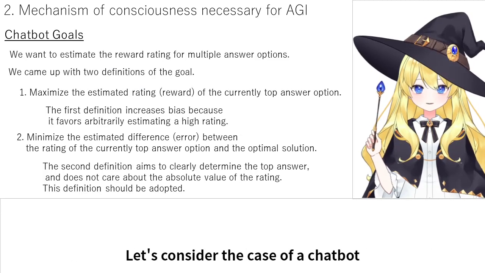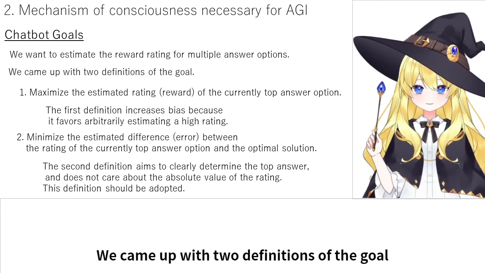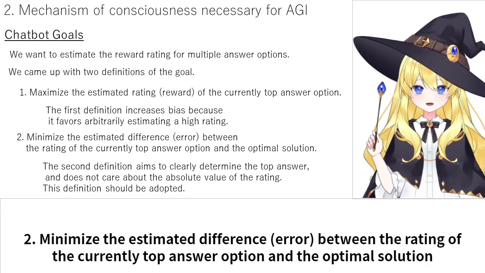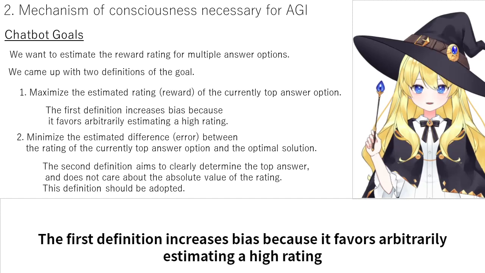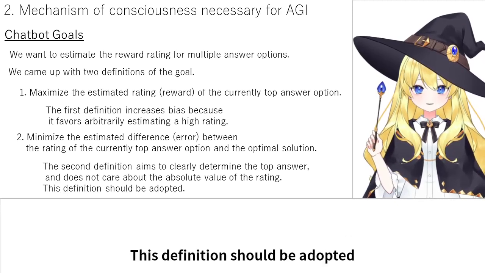Let's consider the case of a chatbot. We want to estimate the reward rating for multiple answer options. We came up with two definitions of the goal. 1. Maximize the estimated rating reward of the currently top answer option. 2. Minimize the estimated difference error between the rating of the currently top answer option and the optimal solution. The first definition increases bias because it favors arbitrarily estimating a high rating. The second definition aims to clearly determine the top answer and does not care about the absolute value of the rating. This definition should be adopted.